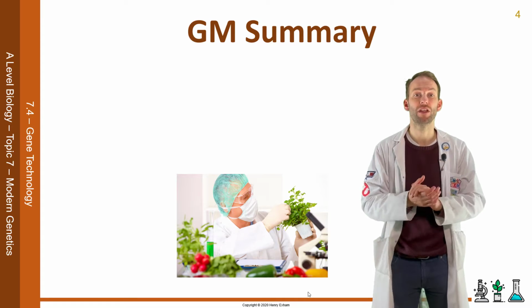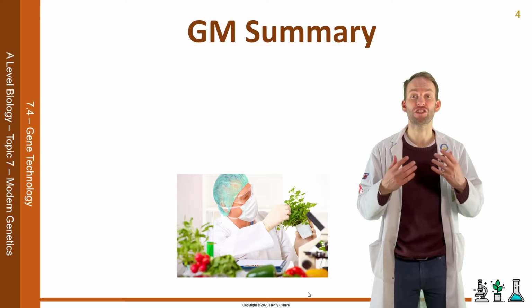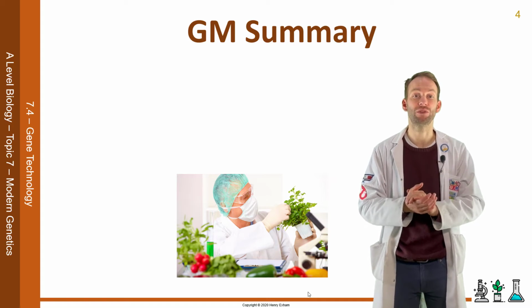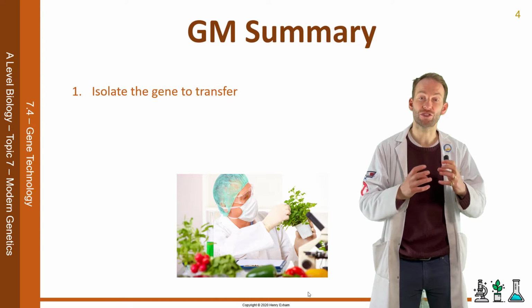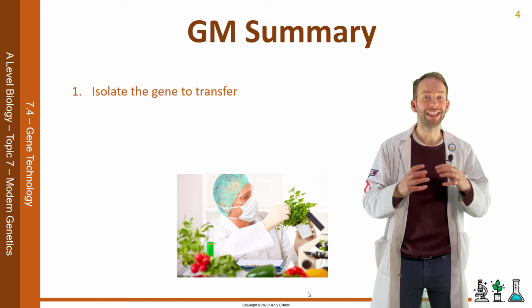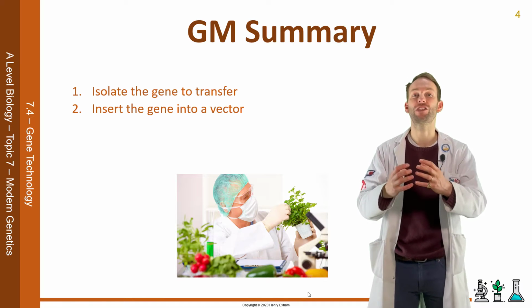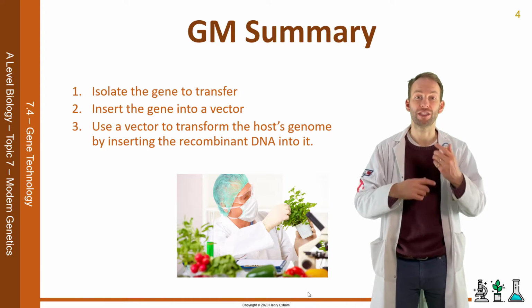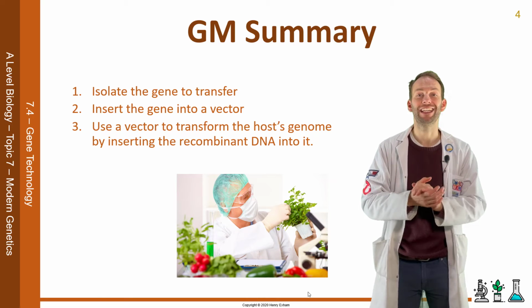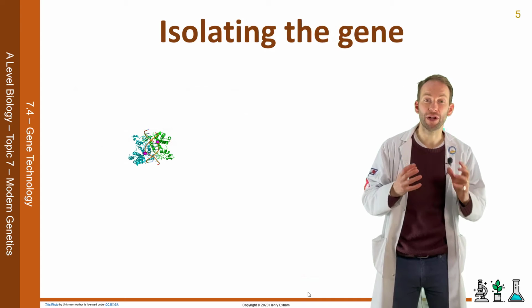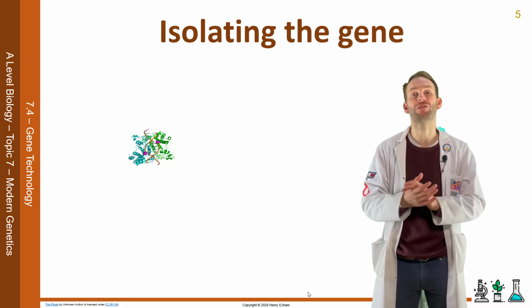transgenic organism. Now, in order to carry out genetic modification, scientists need to do various processes step by step and use specific tools. They need to isolate the gene that they want to transfer. They need to then insert that gene into a vector and then use that vector to transform the host's genome by inserting the recombinant DNA into the host. DNA from one species, which is then being combined with another organism's DNA, is known as recombinant DNA.